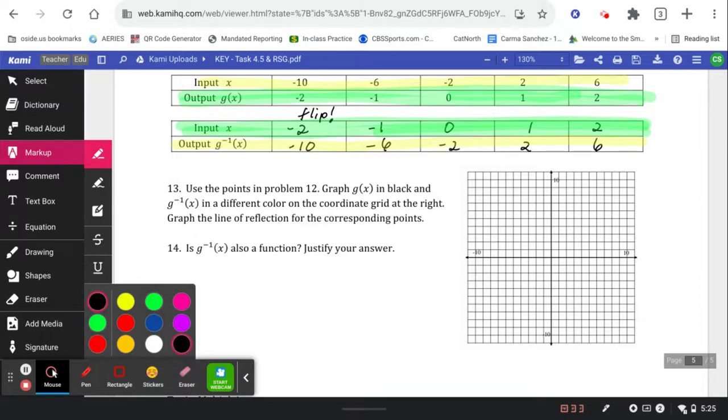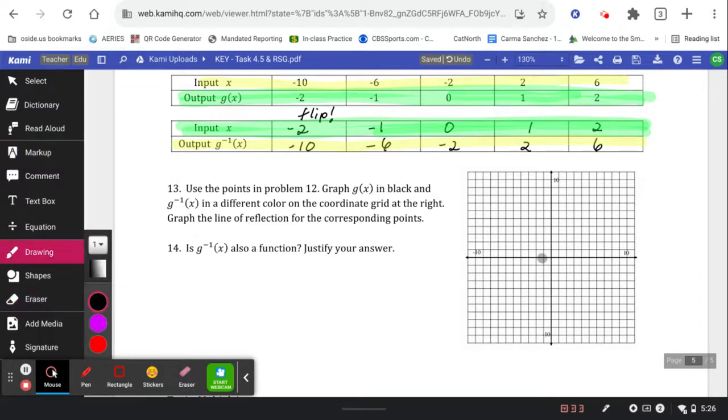Okay, so in black first, I'm going to graph the top one, negative 10, negative 2, negative 6, negative 1, negative 2, 0, 2, 1, 6, 2. Connect it.